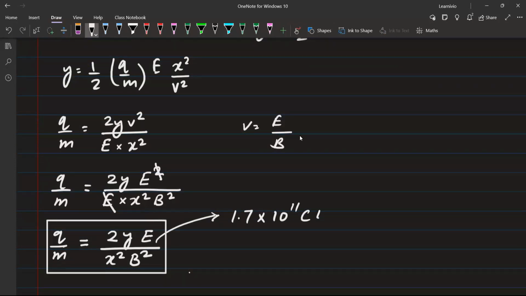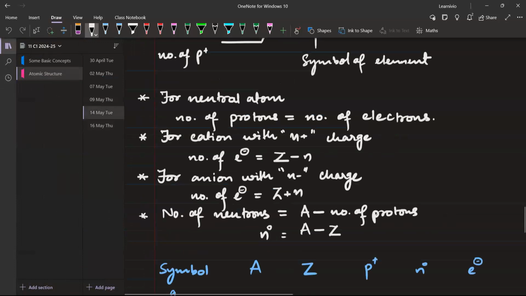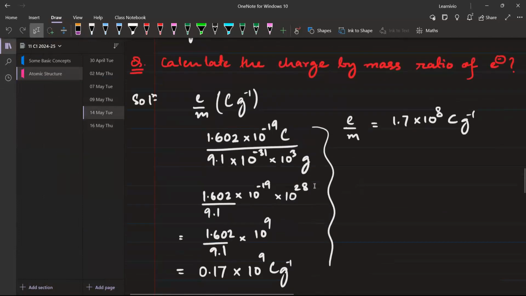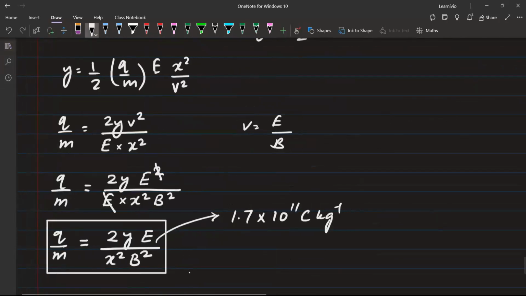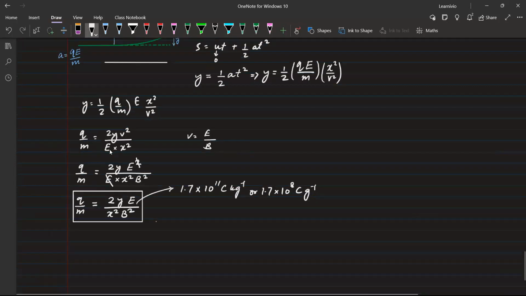coulombs per kg, and if you calculate in grams then in place of kg you have to do minus, grams is below, so it will be 10 to the power 8. Yesterday we did this, no? 10 to the power 8 coulombs per gram, 1.7. So this is how Thomson determined the charge by mass ratio. This came out to be 1.7 into 10 to the power 11 coulombs per kg, and 1.7 into 10 to the power 8 coulombs per gram. Please copy this down.